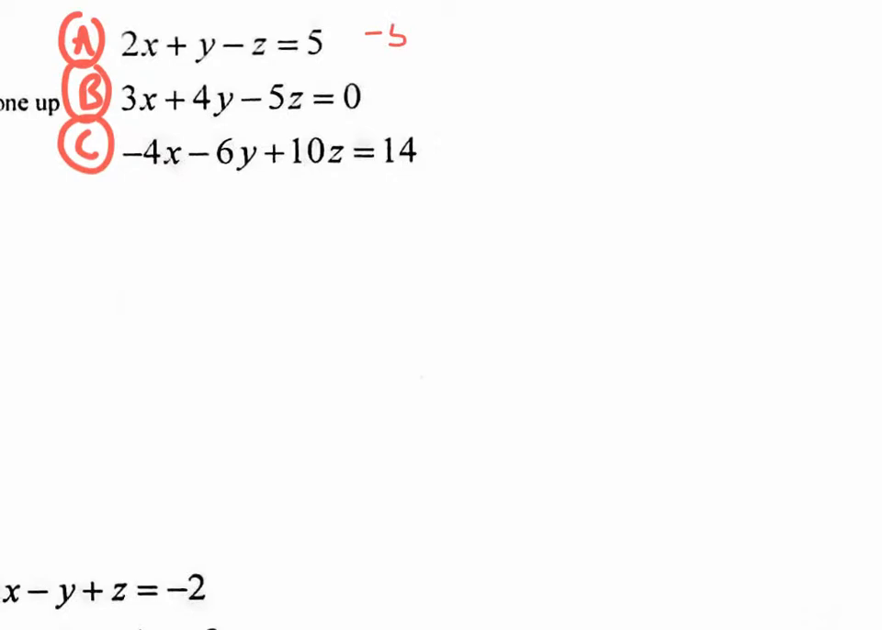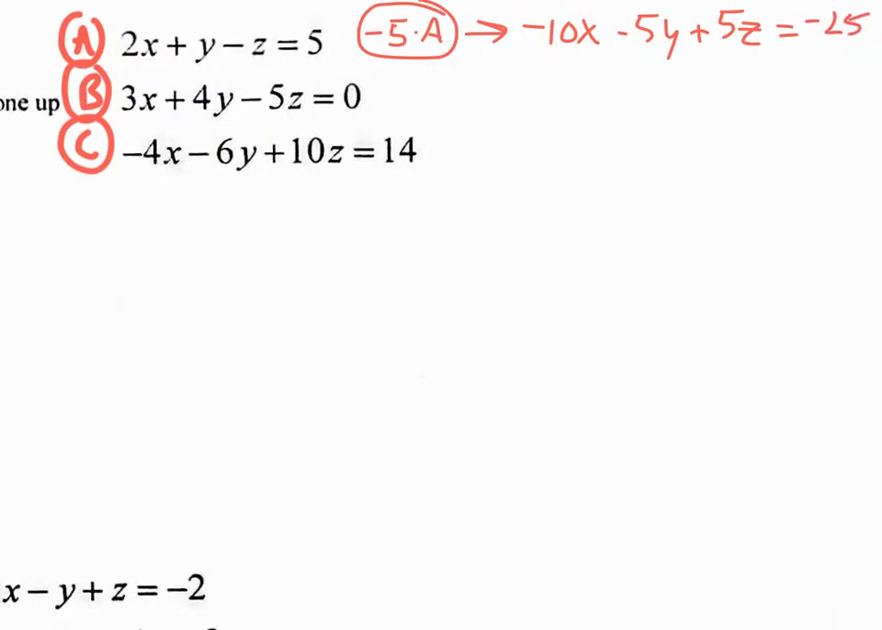So what I'm going to write right here on the side is negative 5 times A, and I'm going to put a circle around it because that's my notation of what I'm doing. Okay, so negative 5 times A gives me a new equation. What's that new equation going to be? It's going to be negative 10x, negative 5y, and positive 5z, and it's equal to negative 25.